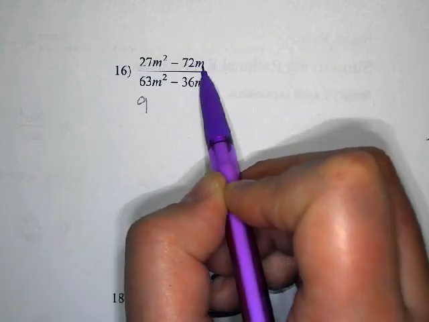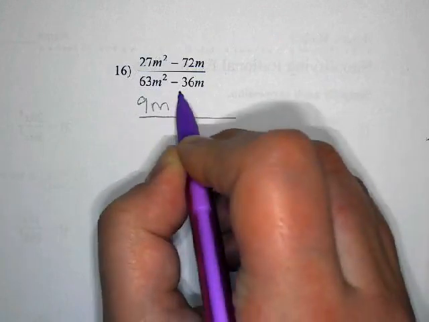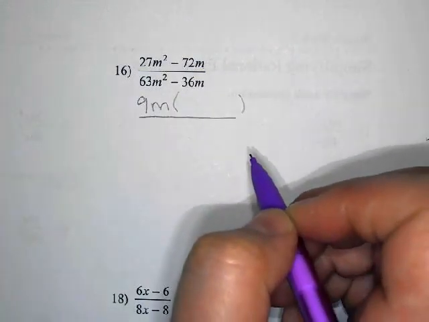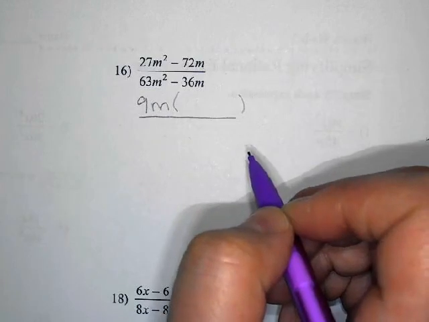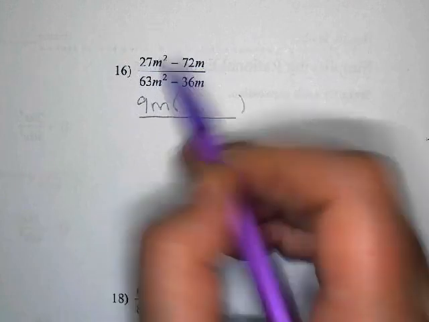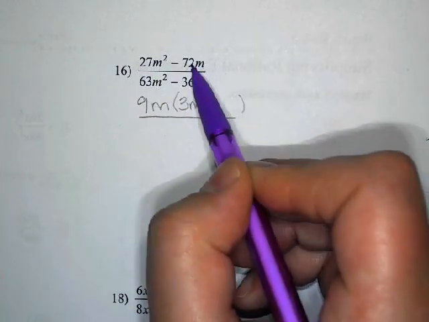We got to write our leftovers. 27 divided by 9. 3m. 72 divided by 9. 8. Okay.